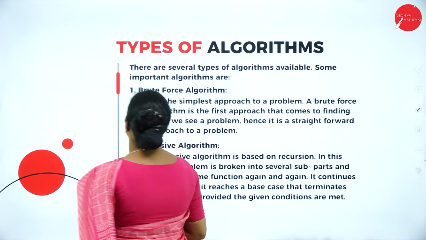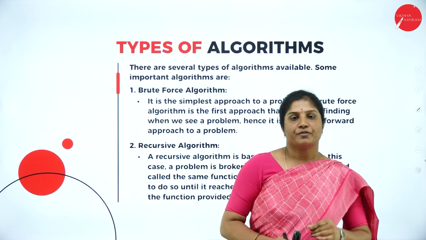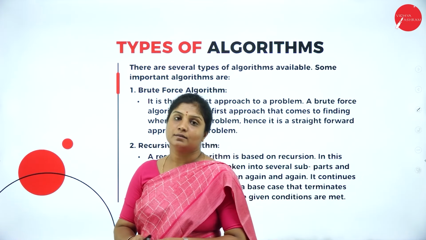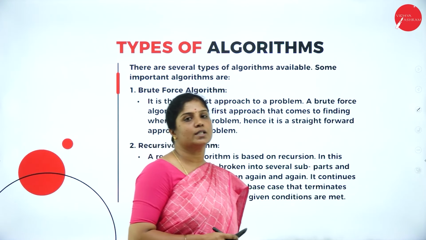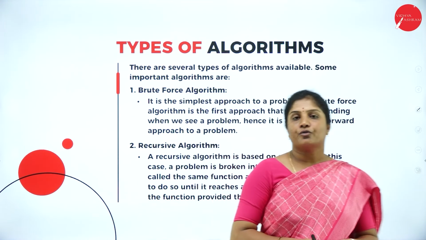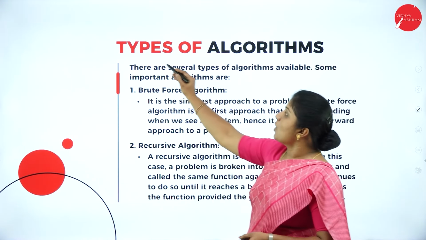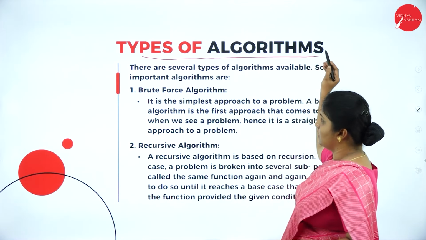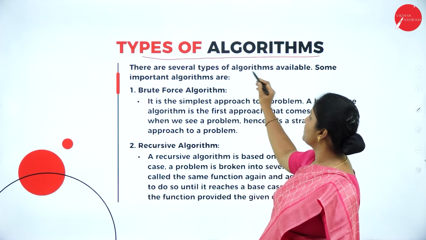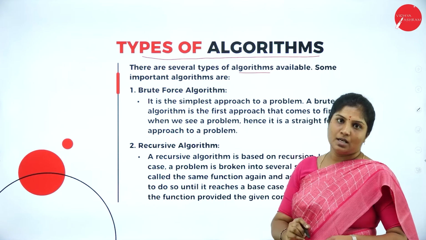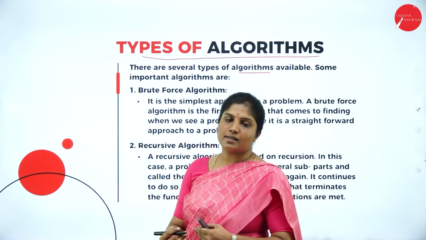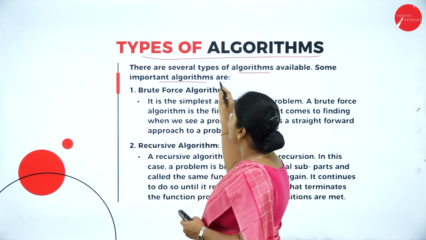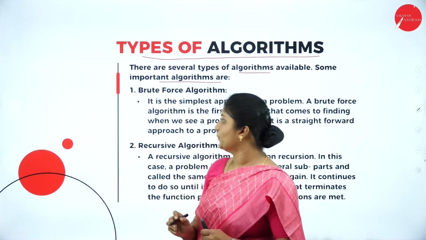Next, we will move on to the types of algorithms. Firstly, we discussed the problem. What are the different problem types that we are using in algorithms? Now, we are going to discuss different types of algorithms. There are several types of algorithms available. Among those, we are discussing the important algorithms now.